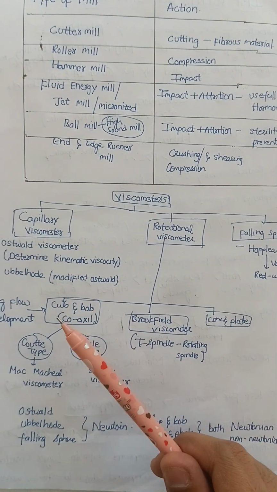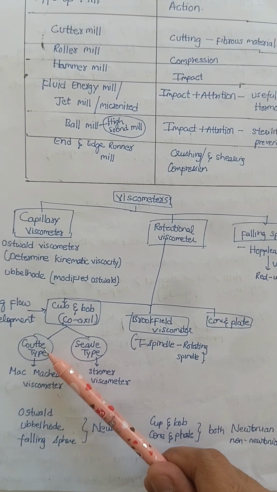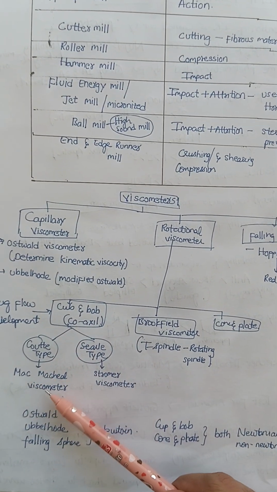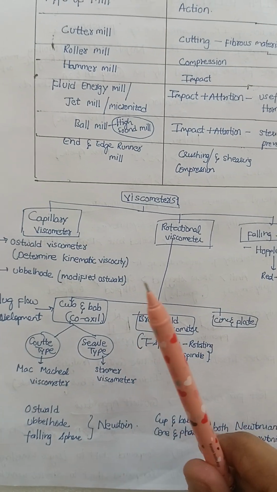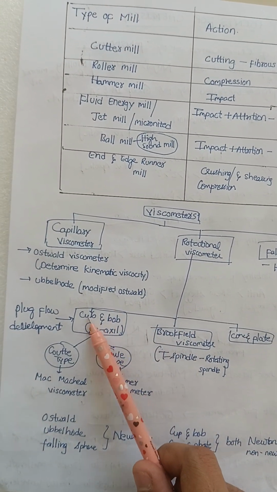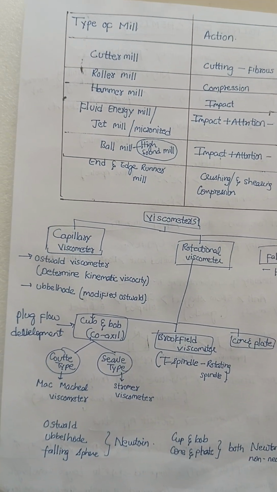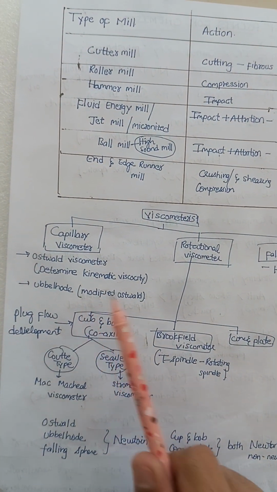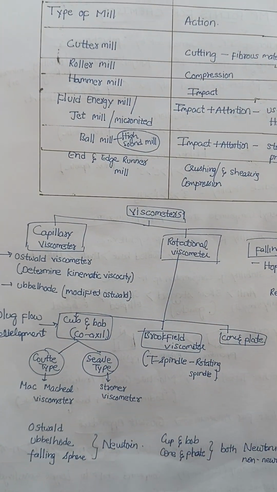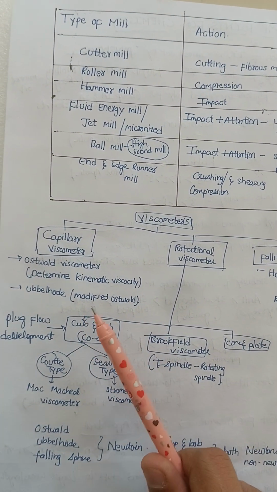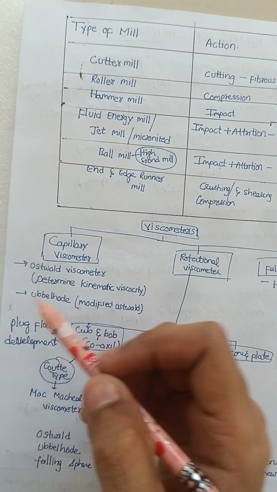Again, in cup and bob, we have Couette type and serial type. The example of Couette type viscometer is McMichael viscometer, and for serial type we have Stormer viscometer. The disadvantage of the cup and bob viscometer is plug flow development, which is not seen in the cone and plate and Brookfield. So the disadvantage of cup and bob viscometer is plug flow development. It's a very important point.